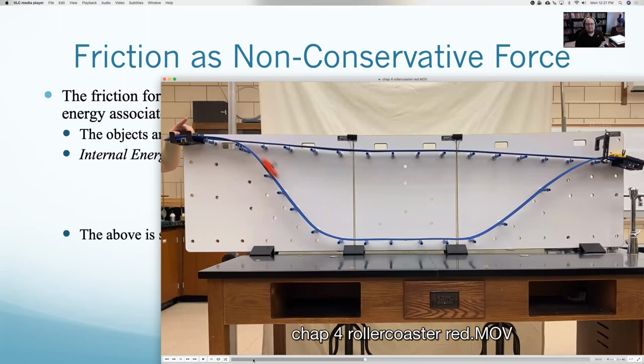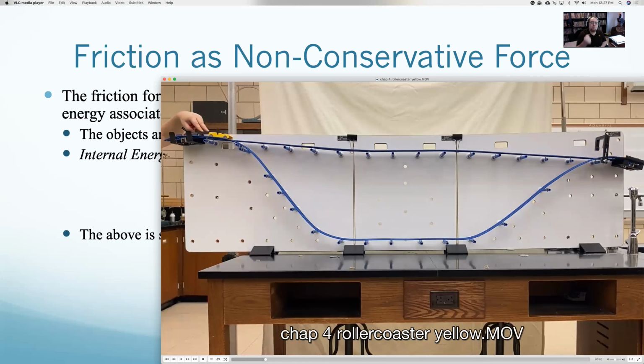What's happening when I let this go and it goes down is that gravity is pulling this cart down. You don't have to worry about the backup yet. When gravity pulls this cart down, it's doing work. It's pulling it downwards, and because it's pulling it downward, it's letting the cart move. But what I can say is that by doing this work, I'm giving it kinetic energy.